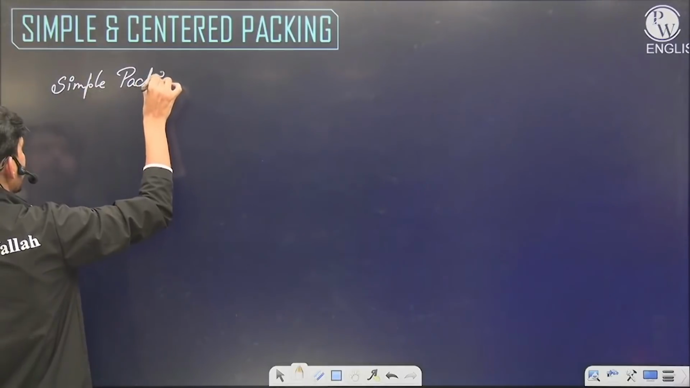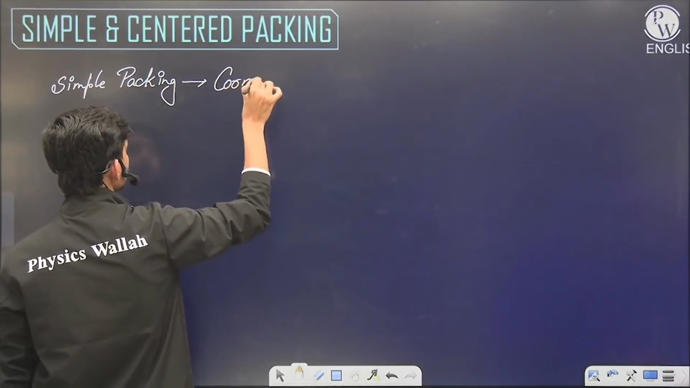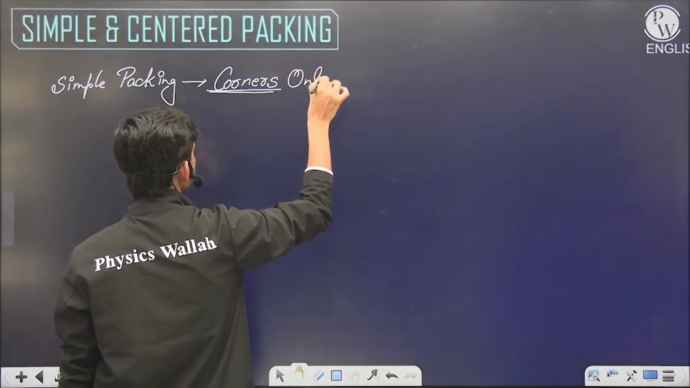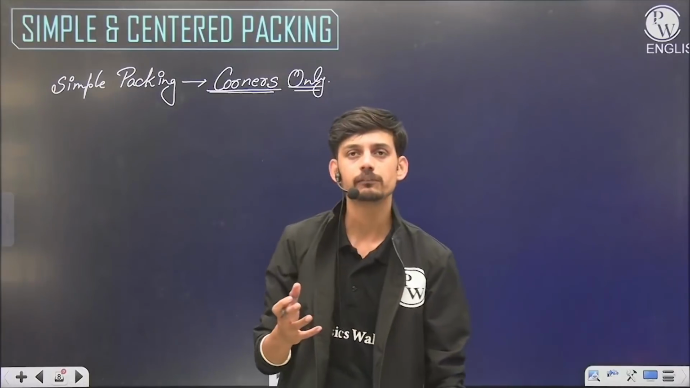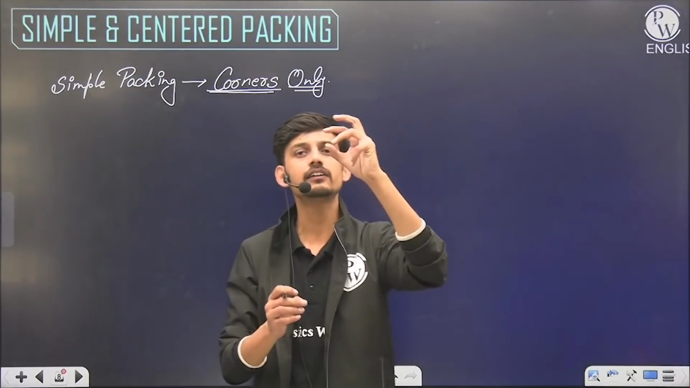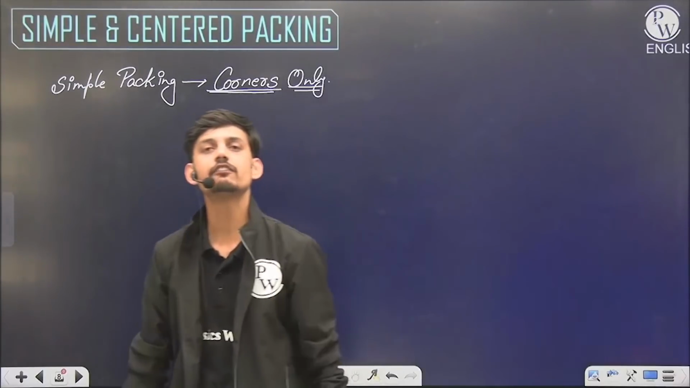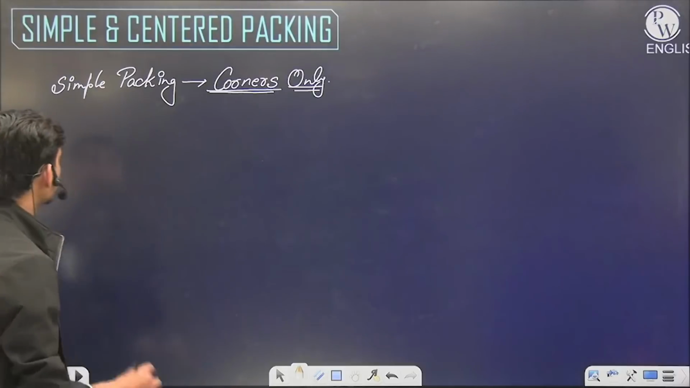The simplest packing is one in which the atoms are arranged only at corners. The atoms are present only at corners, because without corners the structure cannot be formed. If we have to make a triangle, first we have to put 3 atoms at the triangle vertices: one here, one here, one here. So first we have to put atoms at the corners, and in the simple cell the atoms are only at corners.